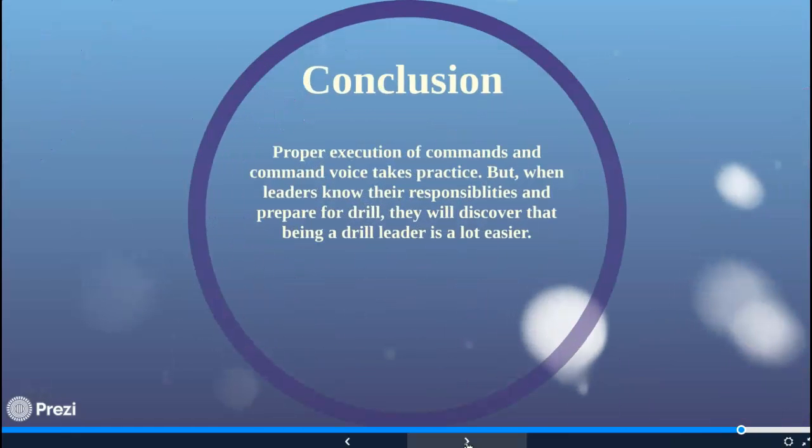In conclusion, proper execution of commands and command voice takes practice, but when you know what your responsibilities are and you prepare for drill, then you find that actually being that drill leader is much simpler. And as a follower, you need to know all the commands as well so that you're able to execute those commands properly in performance of what the expectation is. So, there you go.